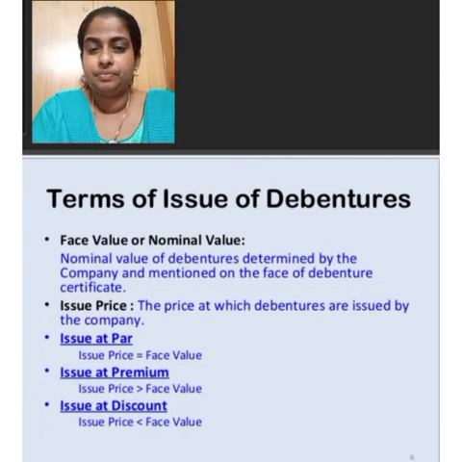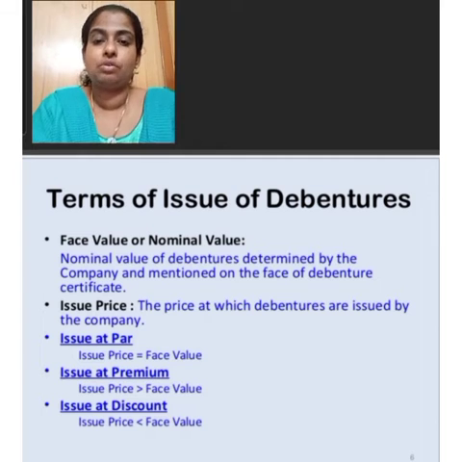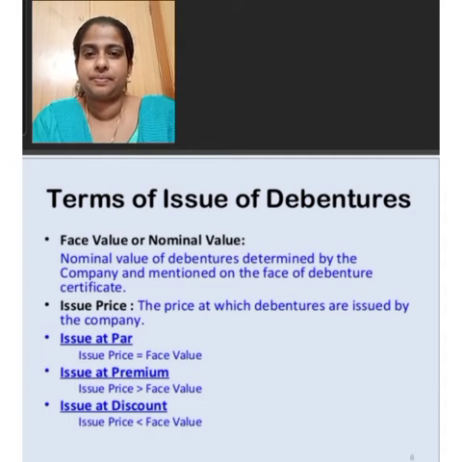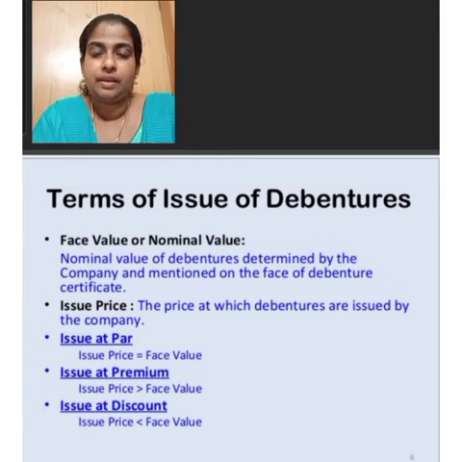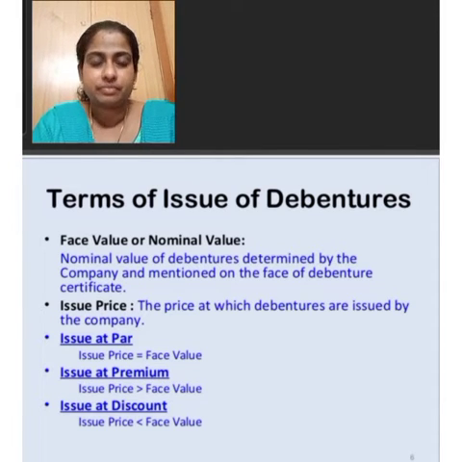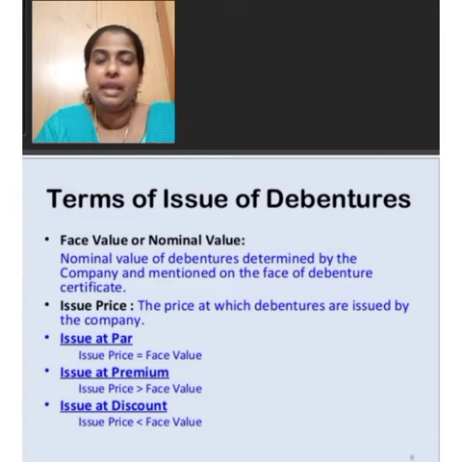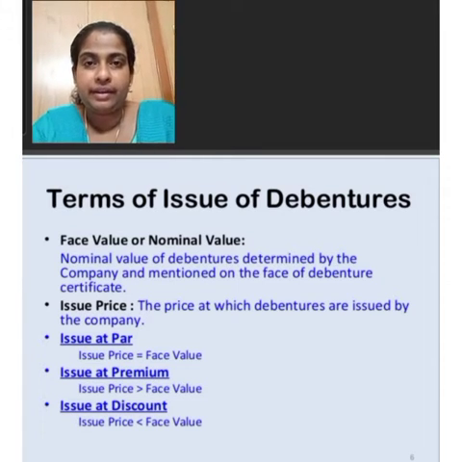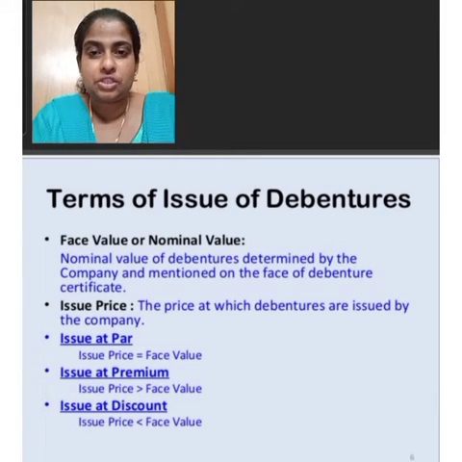My dear children, in this fourth module, we are going to study the important terms of issue of debentures. The procedure for the issue of debentures is very much similar to the issue of shares. A prospectus is issued in which the terms and conditions of the issue of debentures are given.